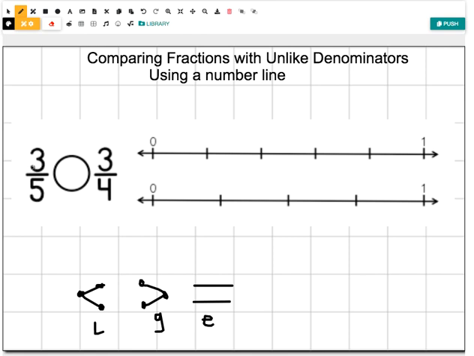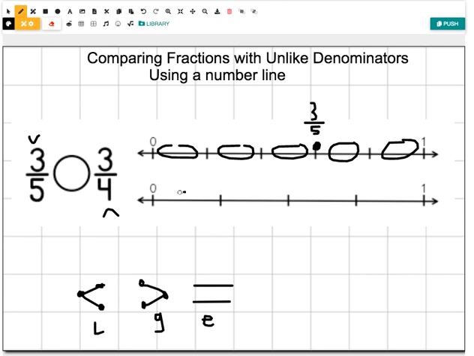So the first thing is I'm going to look at my first number line because it's divided into 1, 2, 3, 4, 5 parts. So I know 3/5 is going to be on this number line and 3/4 is going to be on this number line. So all I'm going to do is count from 0, so this will be 1/5, 2/5, 3/5. So I know it's going to go right here, and that will be 3/5.